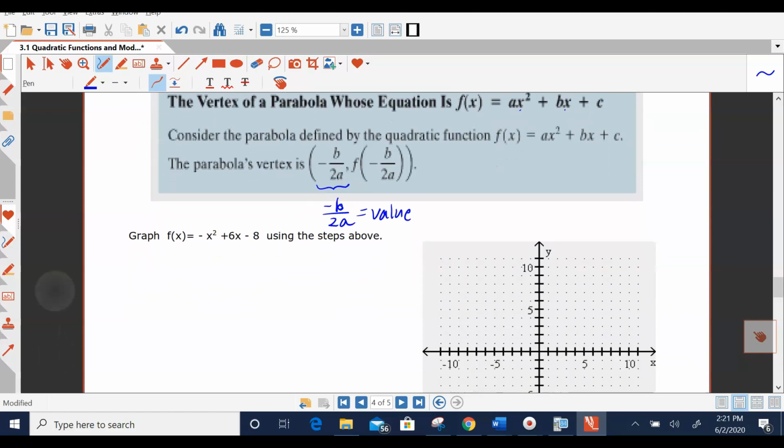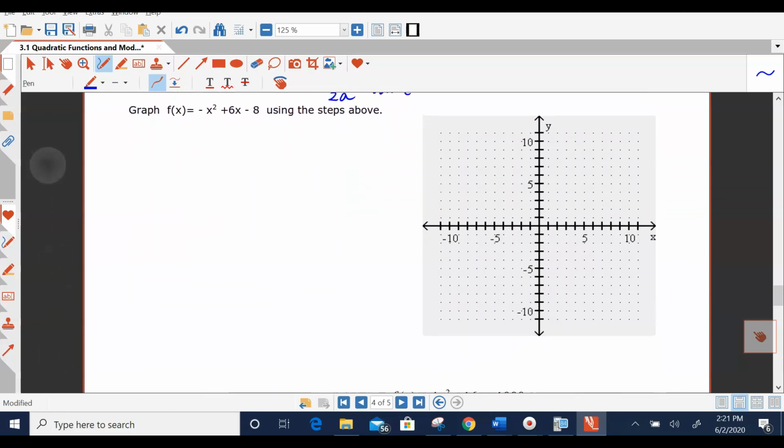So let's take a look at this guy right here. Minus x squared plus 6x minus 8. There is our quadratic function. So we need to determine how does it open. And remember, it's based on this leading coefficient. And since that leading coefficient is a negative 1, the negative tells me it's going to open down and that the vertex is a maximum. All right, got that. Let's find the vertex.